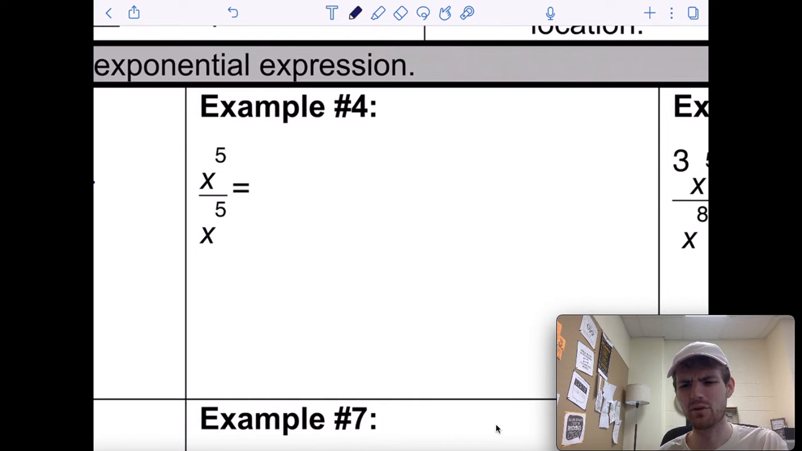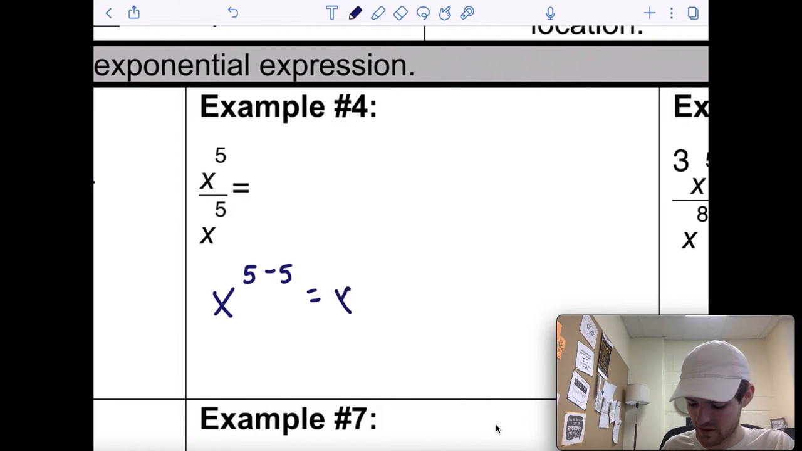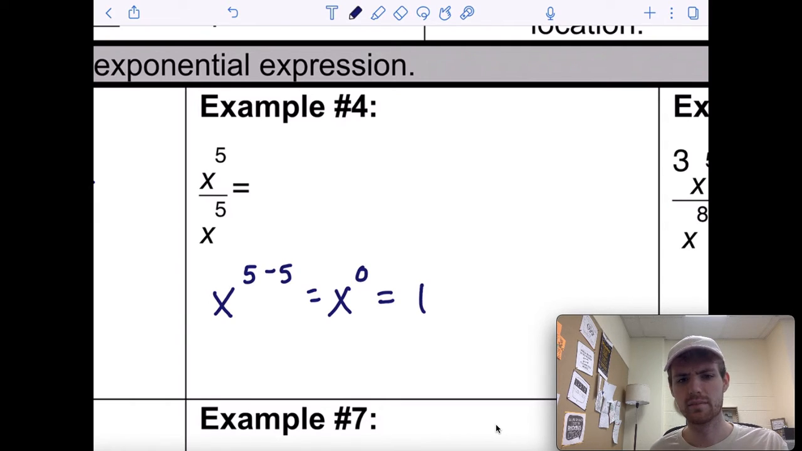Here, example 4, what do you think's happening? Well, which one's bigger? They're the same size. So let's just go ahead and start in. x to the 5 minus 5, well, what does that give me? 5 minus 5 is 0. Well, what's anything to the power of 0? It's just 1.